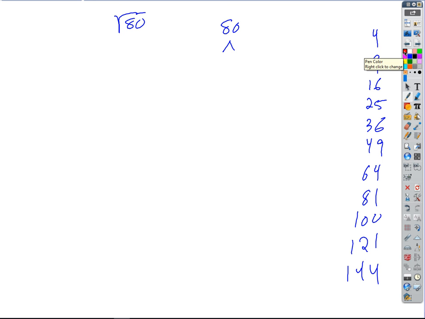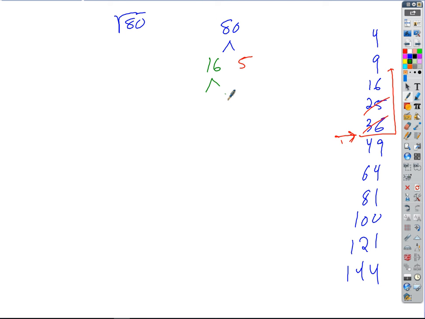40. So 40 is going to fall in between 36 and 49, right? So we can just start at 36 and work our way up from there. We'll just try them all out. Does 36 divide into 80? No. Does 25? No. Does 16? Yes. 16 times 5. So 16 must be the biggest perfect square factor.